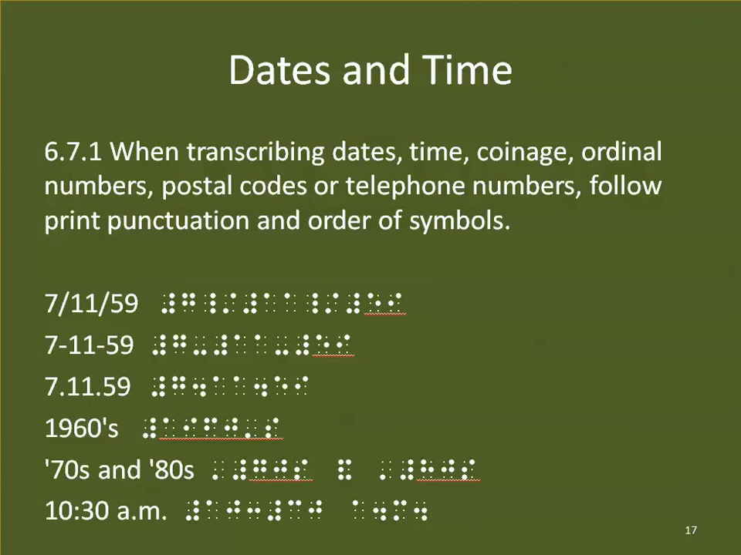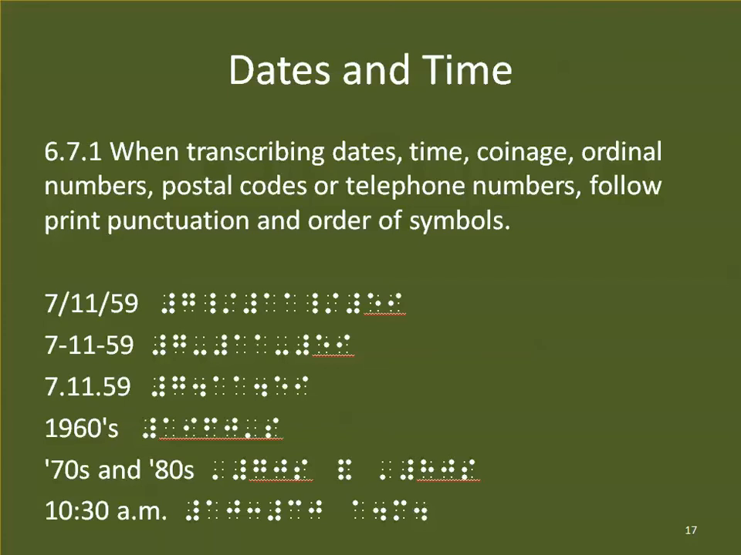For dates and time, when transcribing dates, time, coinage, ordinal numbers, postal codes, or telephone numbers, we follow print punctuation and the order of symbols. So if you're a transcriber, then you braille what you see.